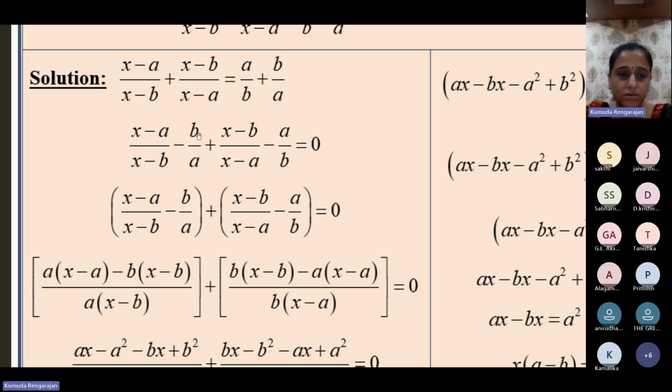Now put a bracket. You're going to work with the first two terms and the last two terms. So use a bracket is equal to 0. Take the LCM.